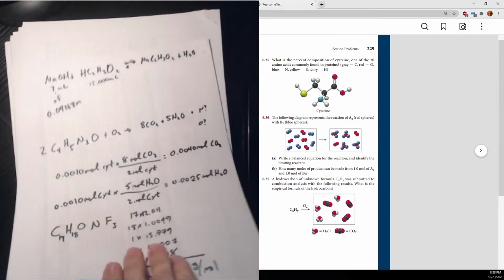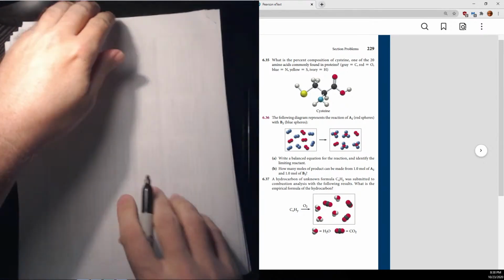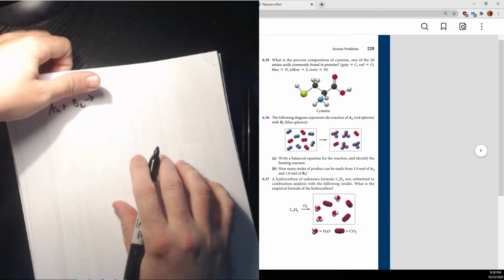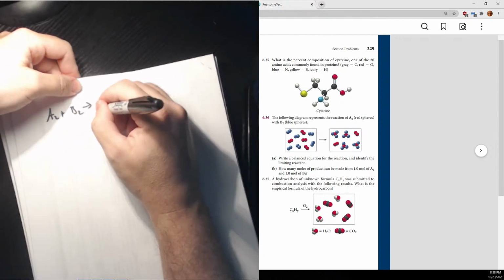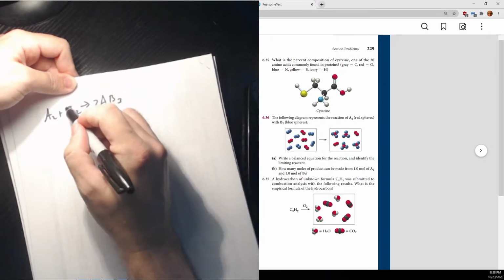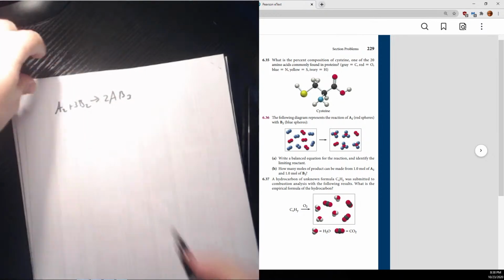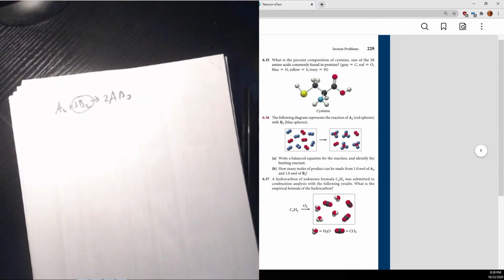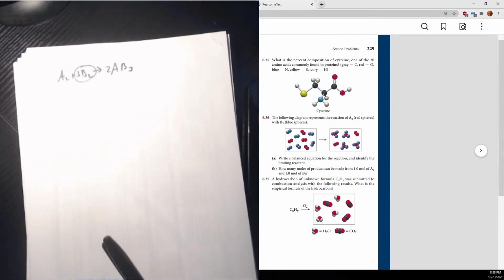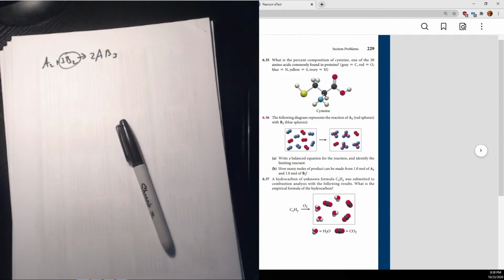A2 plus B2 produces, A is red, so AB3. We'll need 2 of these and 3 of these. All right, so the limiting reactant was obviously B because we had red spheres left over. That is to say, we had some of the A2 left over. It can only be left over if it's not the limiting reactant.